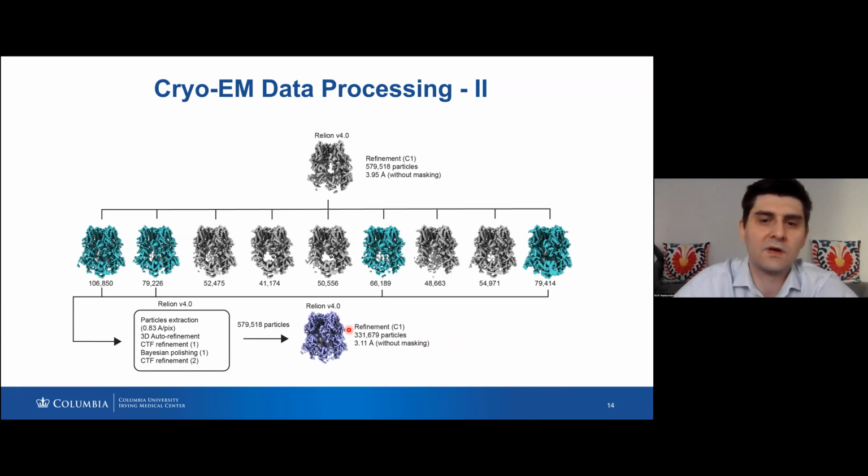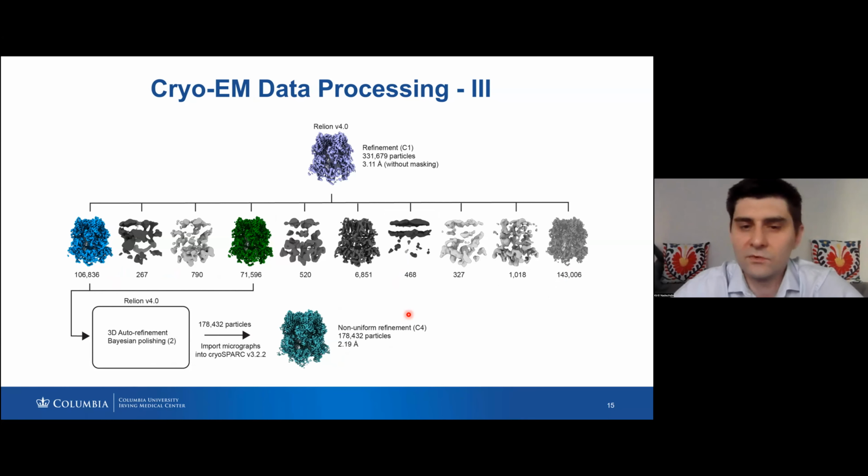The next step is done in Relion. I do 3D classification in Relion. After that, I pick the best looking classes that have most of the features. And after that, I re-extract particles without binning in this case, and I do CTF refinement, Bayesian polishing, and a second round of CTF refinement. By this time, we are already reaching a resolution of 3 angstrom without masking, compared to about 4 angstrom before 3D classification and all the CTF refinement and Bayesian polishing steps.